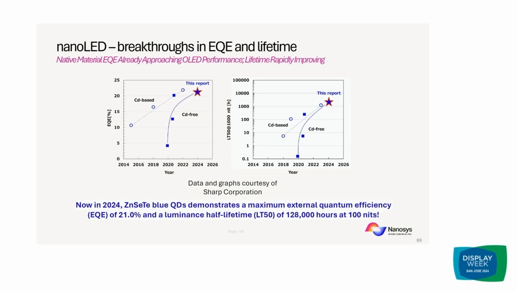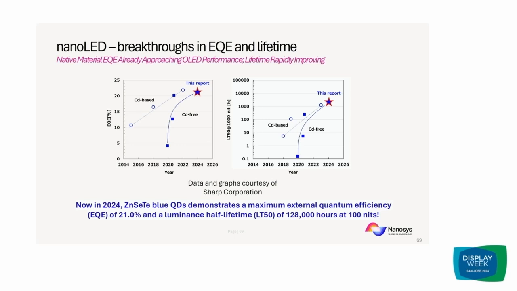These are courtesy of Sharp Corporation. For cadmium-based materials in one of these lines, and then for cadmium-free materials here, breakthrough in this paper that's coming out now, the highest possible efficiencies, these are 21%. This is on par with what's possible with cadmium-containing materials, so super exciting.